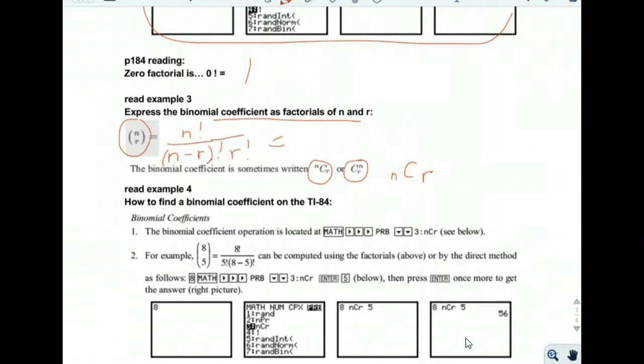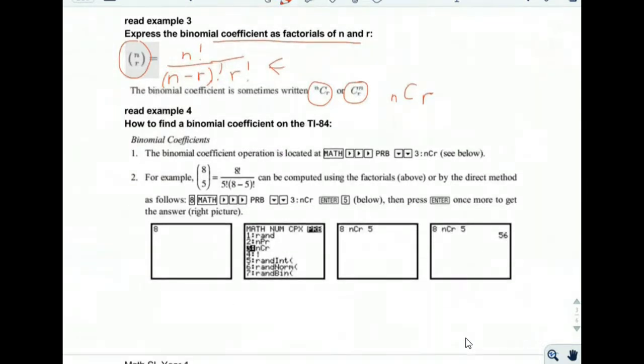Express the binomial coefficient as factorials of n and r. If you look in the book, the formula for the binomial coefficient is equal to n factorial in the numerator, and then in the denominator you have n minus r, quantity factorial, and r factorial. And you can write that in a few different ways. One of them is in the parentheses like this with the n above and the r below. The other way you could write it is like that, or even like that. But the formula is this.